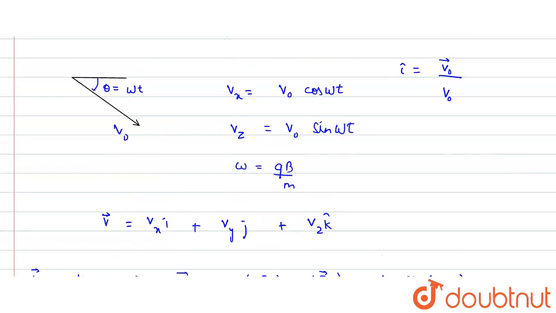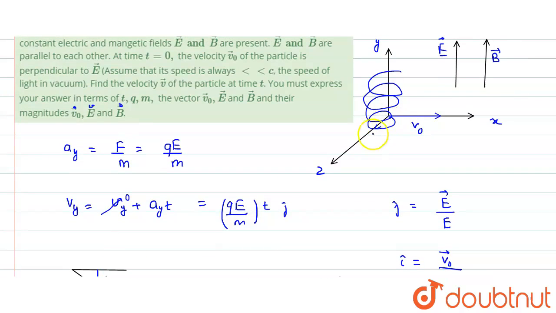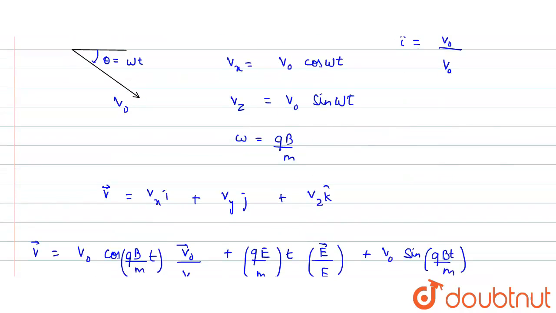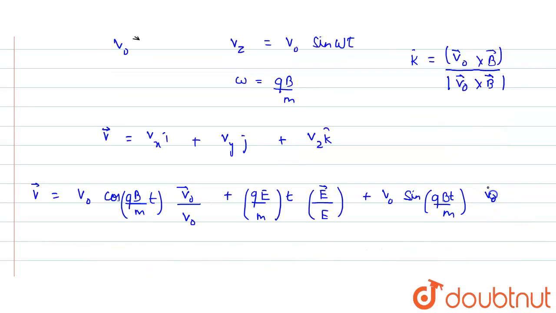Now we need to find the value of the k cap. What is the k cap direction? Initially, what was the magnetic force? It was in the k cap direction. So we can say that our k cap would be equal to the vector v naught cross B, this vector would be in the k direction. We can see, because this is i and this is j, so i cross j would be equal to k. Now if we divide it by the magnitude, then it would be a unit vector. So we substitute the value of k vector as v naught cross B divided by mod of v naught cross B. So this is our final answer.